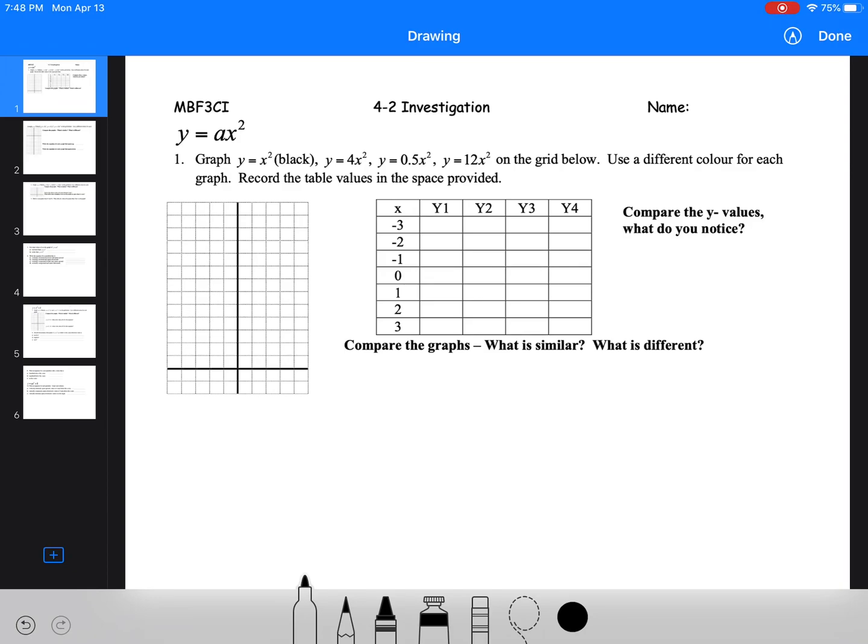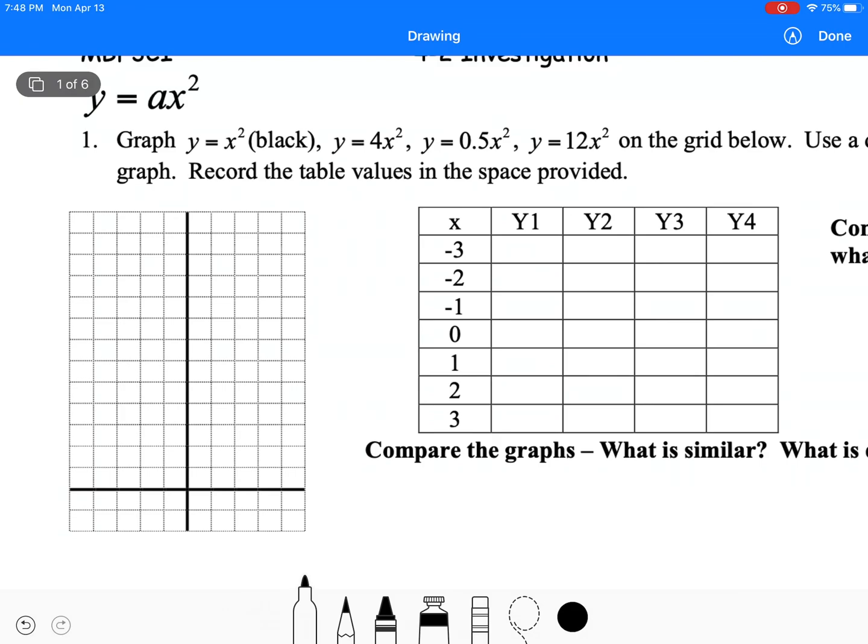Okay, so normally this would be an investigation that we would do in class, but obviously we can't, so I'm going to work through this investigation. Now, it says graph each of the following, and it gives you 3 equations there. So what I'm going to do is fill in this table of values first. -3 squared, so y1 will be this first graph. This is y1, this is y2, y3, and y4.